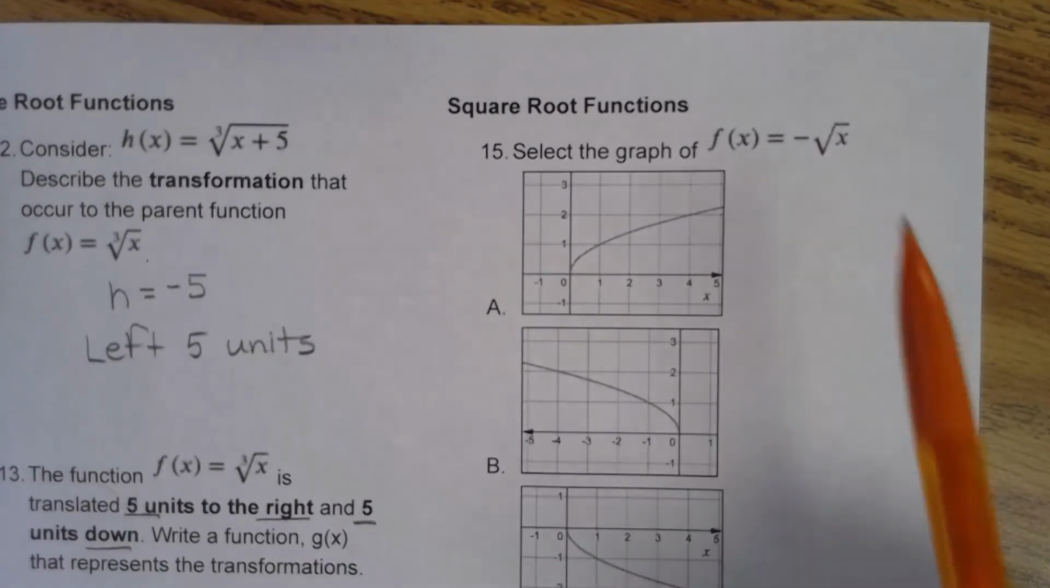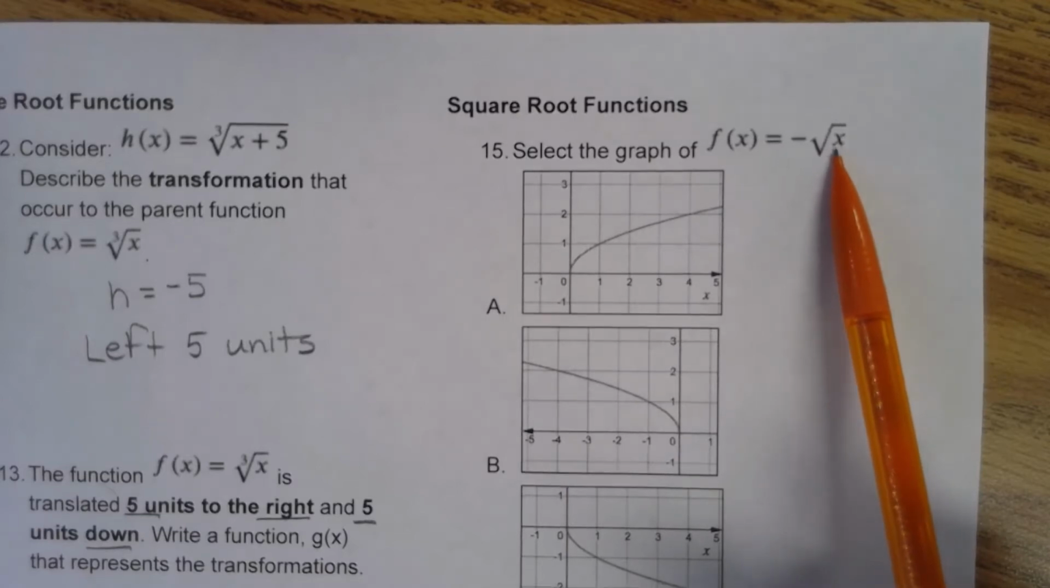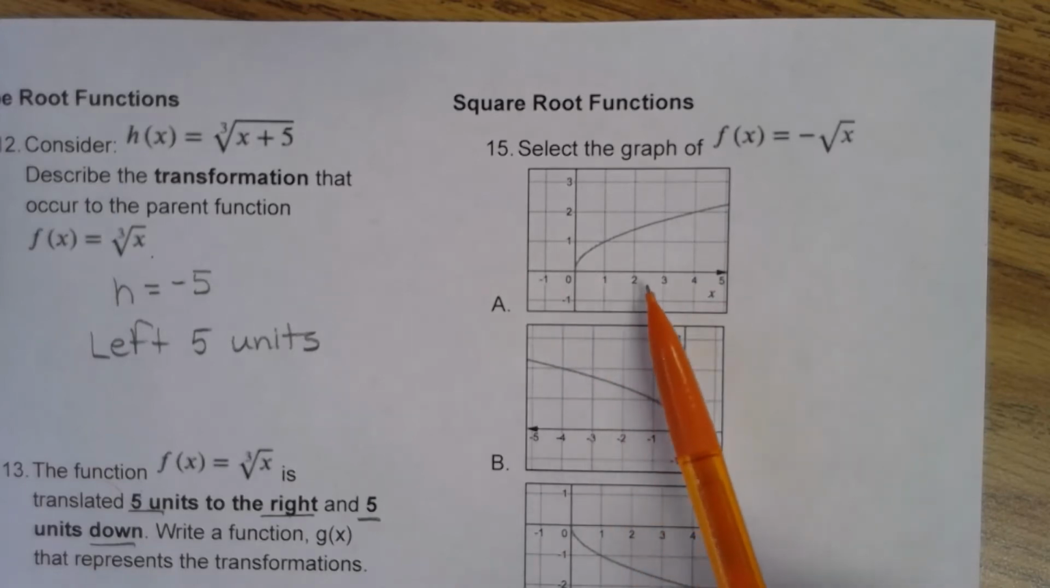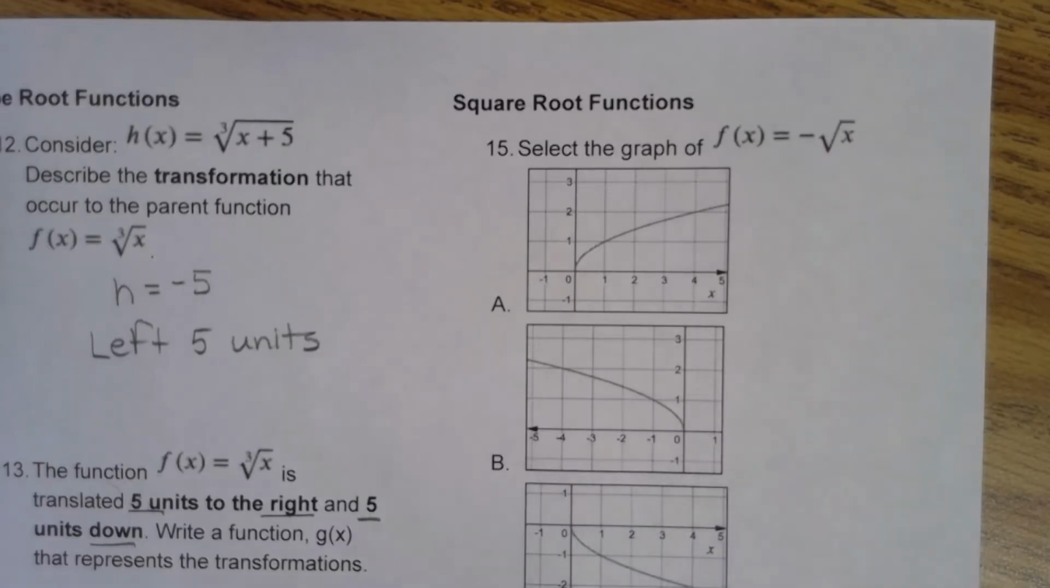We can also think when your negative is on the inside, you have to change your x values so that it can work in the square root function. So that means it's going to reflect over the y-axis. When it's on the outside, it's going to change and reflect over the x-axis.